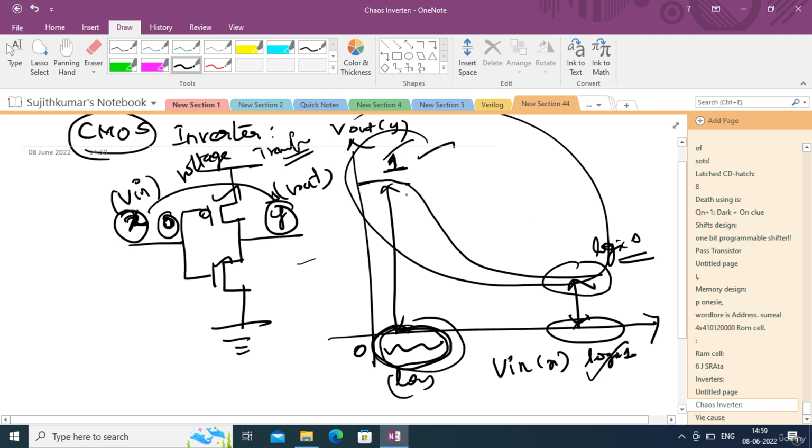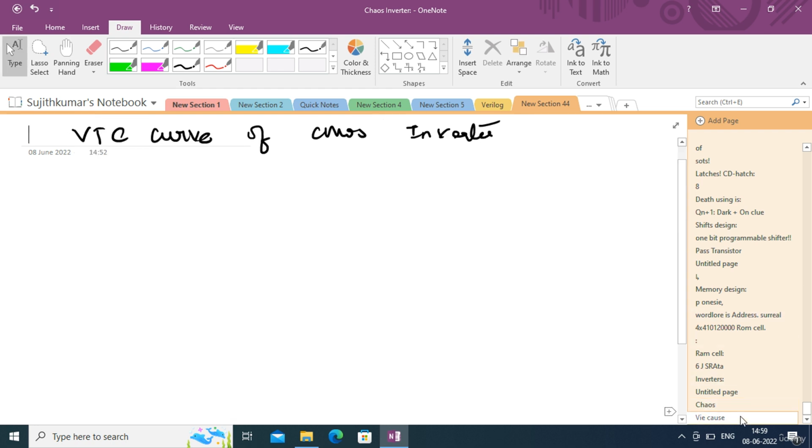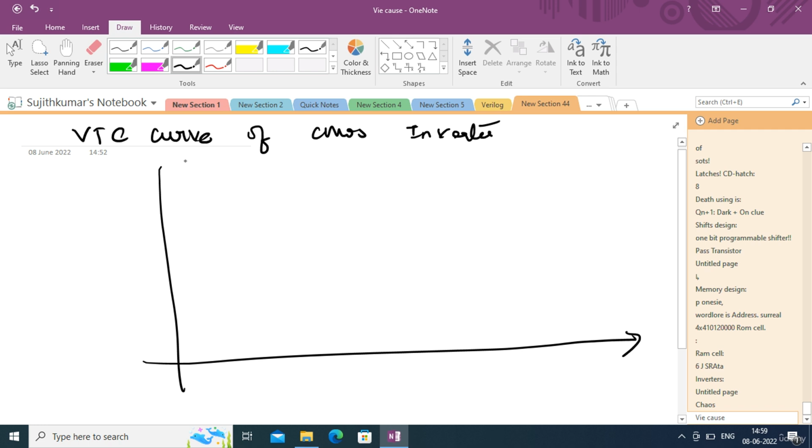When the input is low, the output voltage is high because it's inverting, and when the input is high, the output voltage is low, again inverting. So let us analyze the curve. It is very important to know the characteristics of that particular curve. So this is the voltage transfer characteristics curve, and when you look at it, it will become like this.